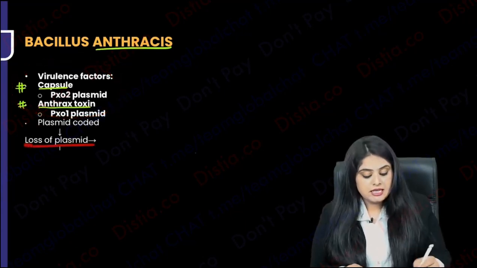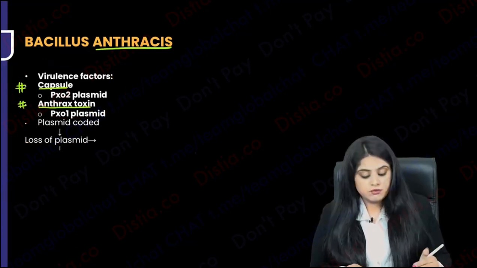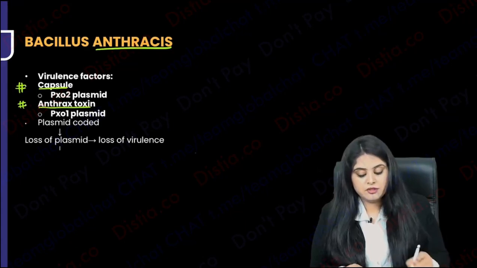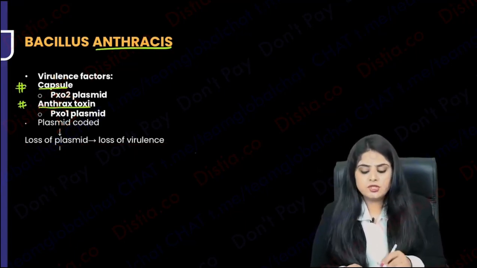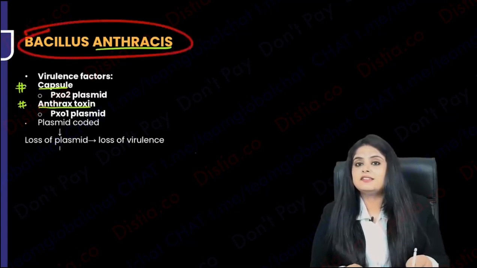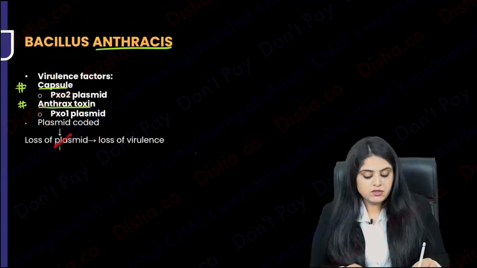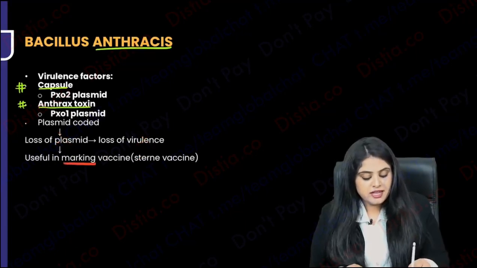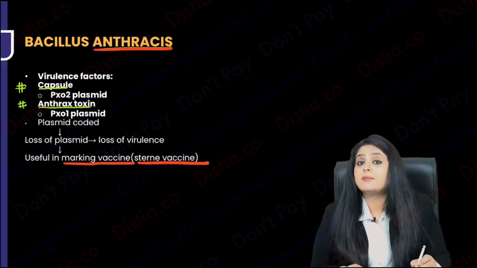So just imagine, if the plasmid is lost, what is going to happen? There is loss of virulence. It is not going to be virulent any longer, because if the plasmid is gone, then the capsule is gone, and the toxin is also gone. When do we exploit this situation? If I have to make a vaccine, I will have to remove the virulence factors. So I will remove the plasmid, and that is what is used in making a vaccine known as the Stern vaccine, which I'll tell you about in a while. It is given to animals because Bacillus anthracis comes from animals.